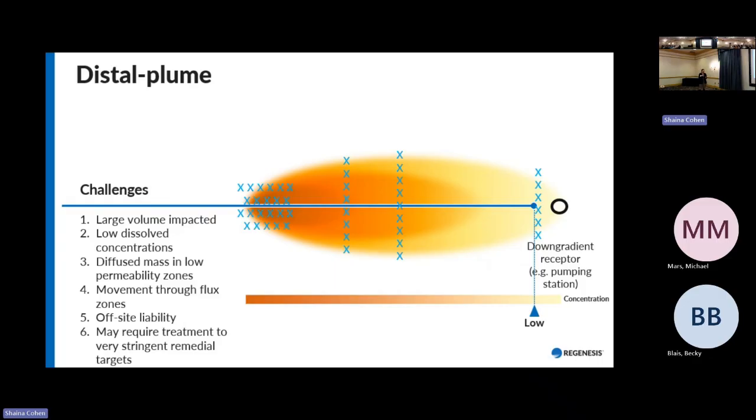The challenge here usually is that we're targeting really low concentrations, right? In your source area, maybe the goal post that we're setting is a couple orders of magnitude reduction in the concentrations, which is usually a big success in a source area, versus at the down gradient end, before a drinking water well or something, we're trying to get to MCLs.